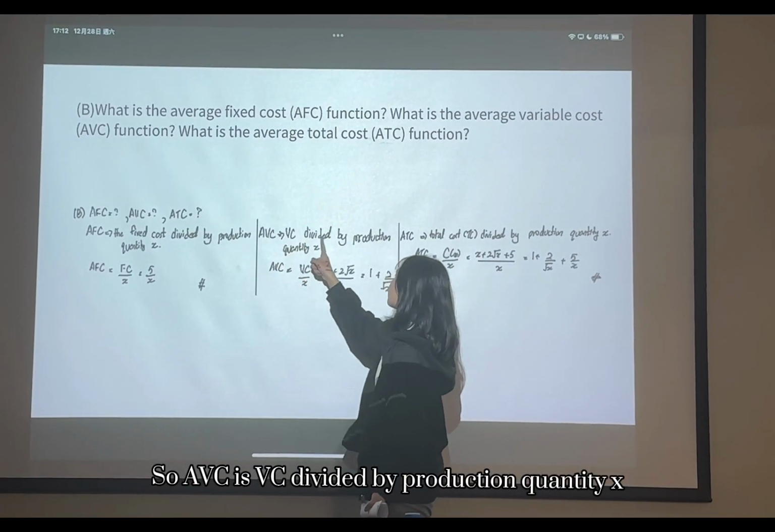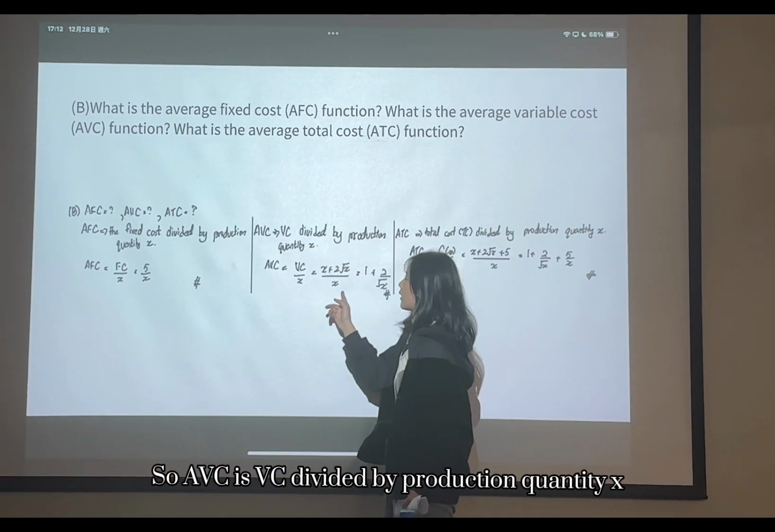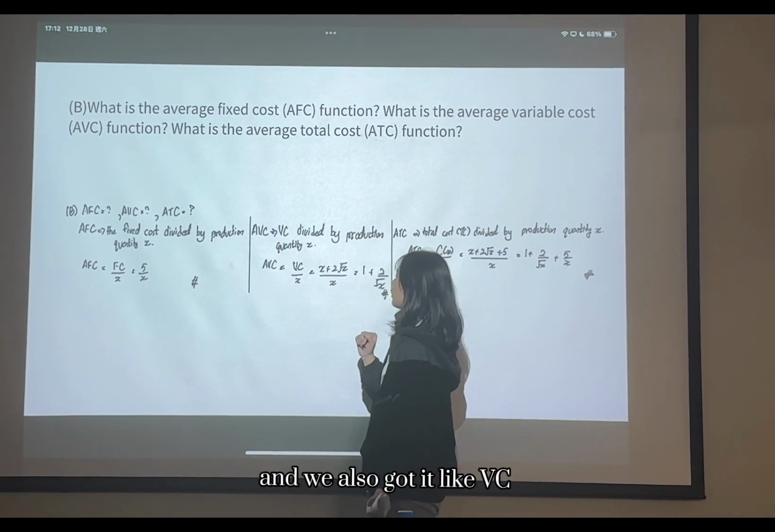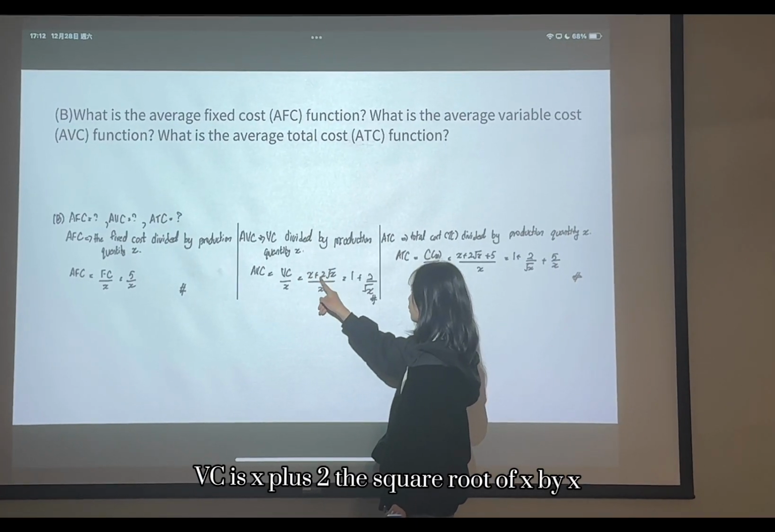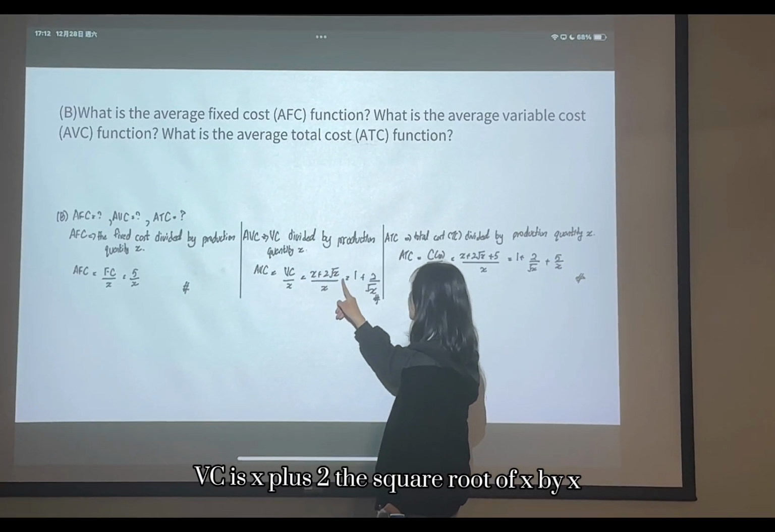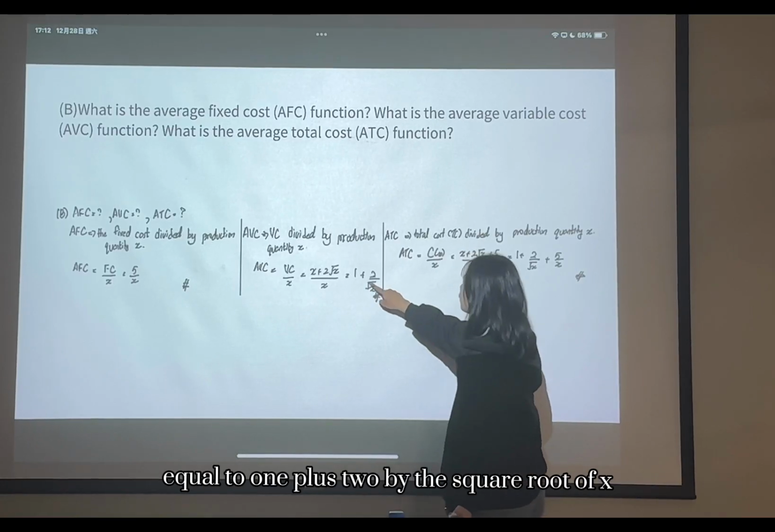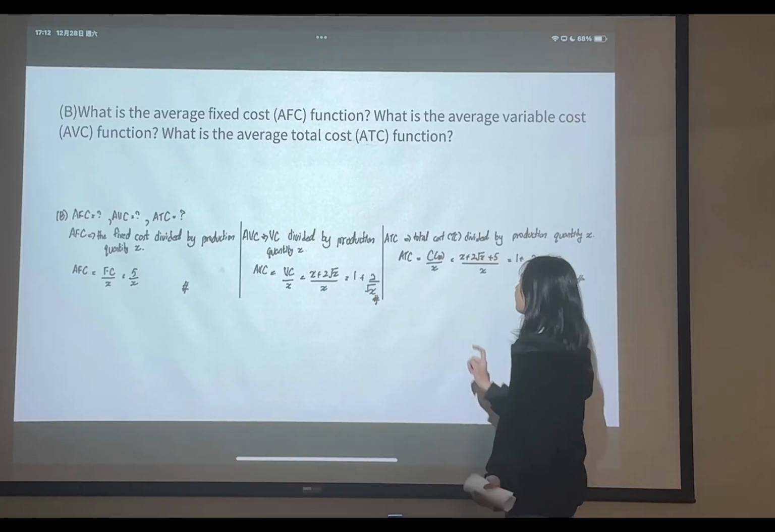AVC is VC divided by production quantity X. We already have the variable cost, so AVC is X plus 2 the square root of X, divided by X, which equals 1 plus 2 over the square root of X.